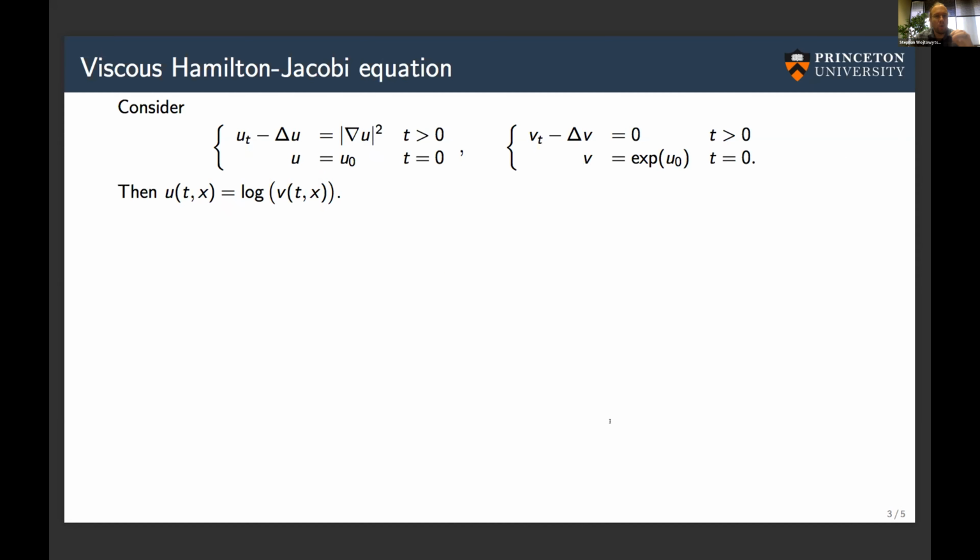We can also consider some nonlinear PDEs, like this viscous Hamilton-Jacobi equation, where we've got a source term on the right-hand side, which is related to the slope. And the nice thing about this particular Hamilton-Jacobi equation is that we can write down an explicit solution, namely, if we solve the heat equation with slightly different initial data, and then we take the logarithm of the solution, then this logarithm precisely solves our original Hamilton-Jacobi equation.